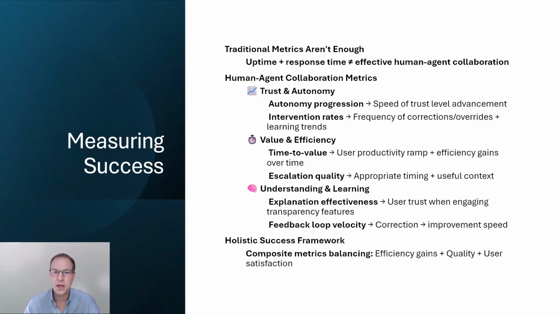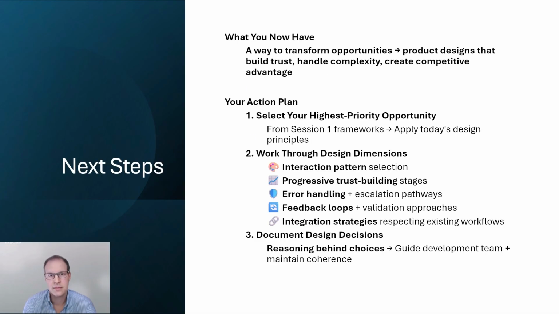In general, you want to design adoption curves that show not just usage rate, but the depth of engagement with agent capability. And you also want to create composite metrics that balance efficiency gains, so cost and time to market and value, with quality, maintenance, and user satisfaction.